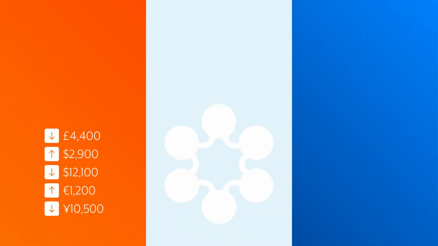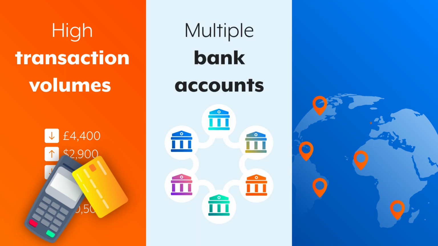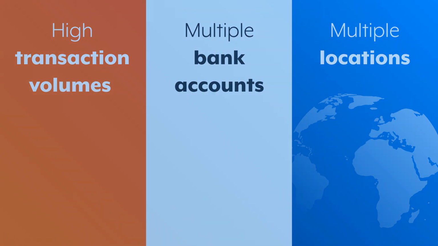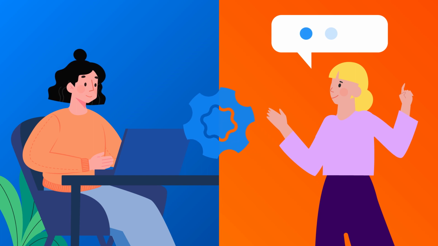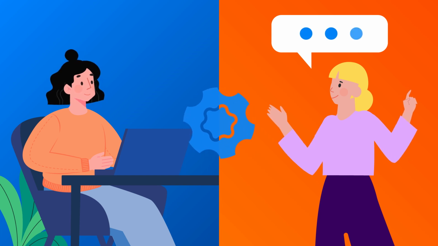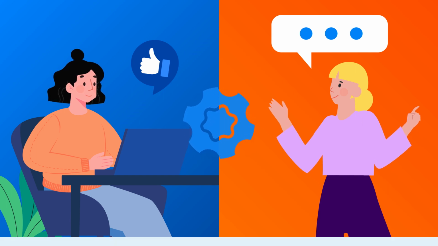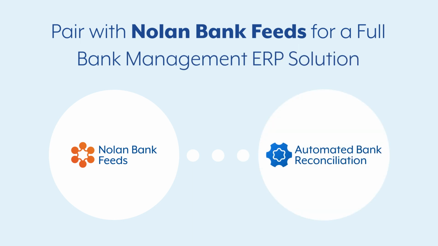Automated bank reconciliation is perfect for companies that have high transaction volumes, multiple bank accounts, and multiple locations across the world dealing with multi-currency. With an extensive skill set in accountancy, our team will get you up and running and can provide additional assistance where needed to help you get the most out of your bank reconciliation. And you can pair with Nolan Bank Feeds for a full bank management ERP solution.